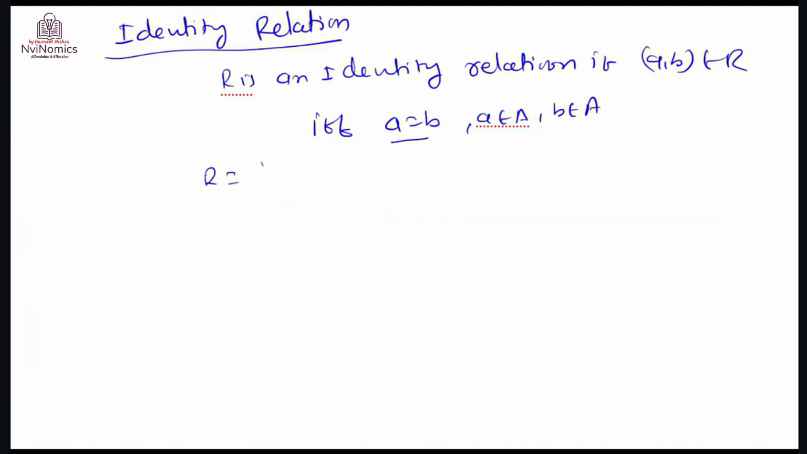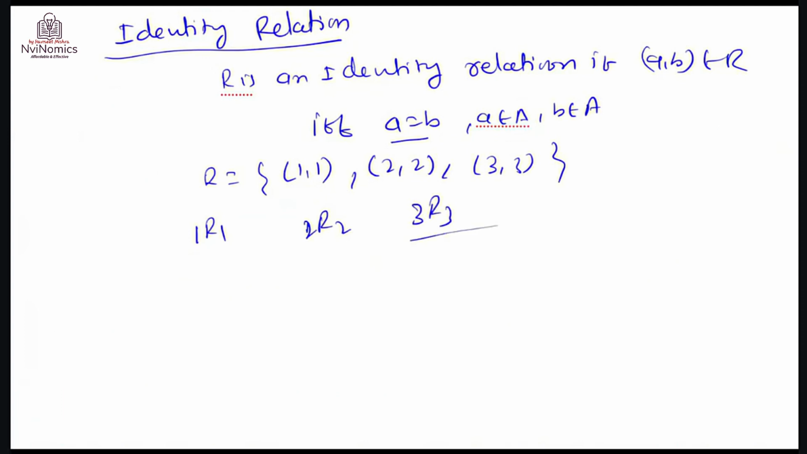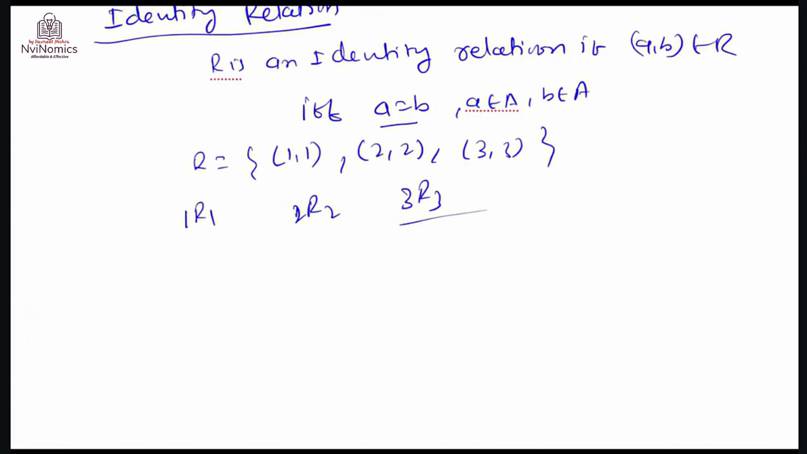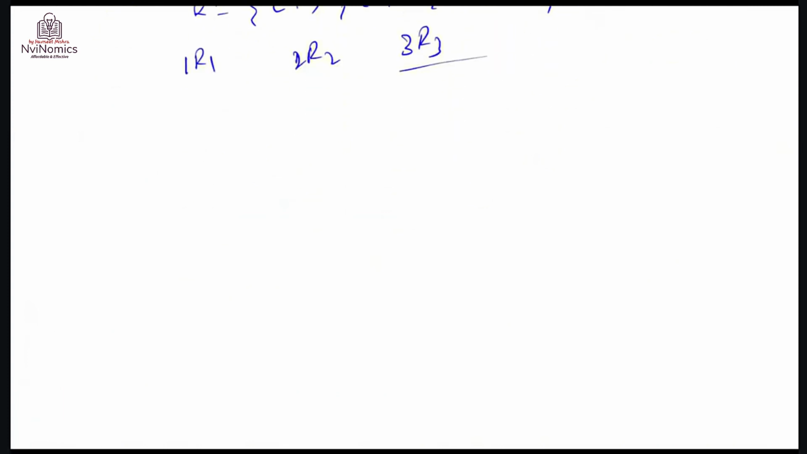Like if I define R, here I say (1,1), (2,2), (3,3). So these are going to be the identity relation. Like 1 is related to 1, 2 is related to 2, 3 is related to 3. Got it? In the exam they will give you some condition and ask whether it is an identity relation or not. Now after that I'm going to learn what is called reflexive relation.